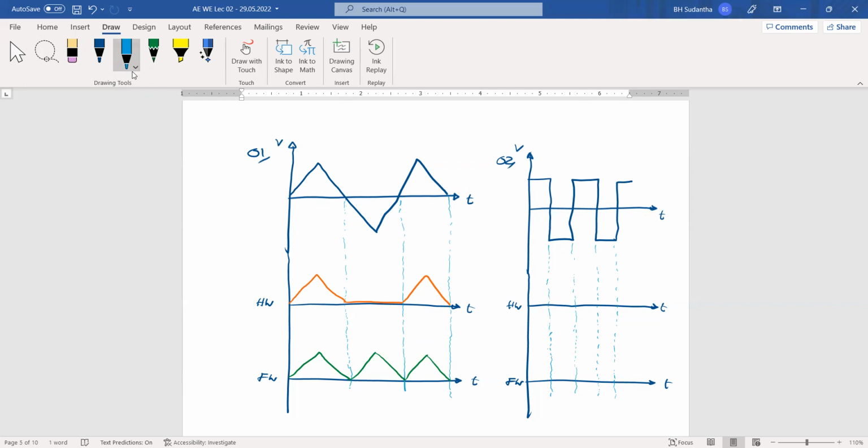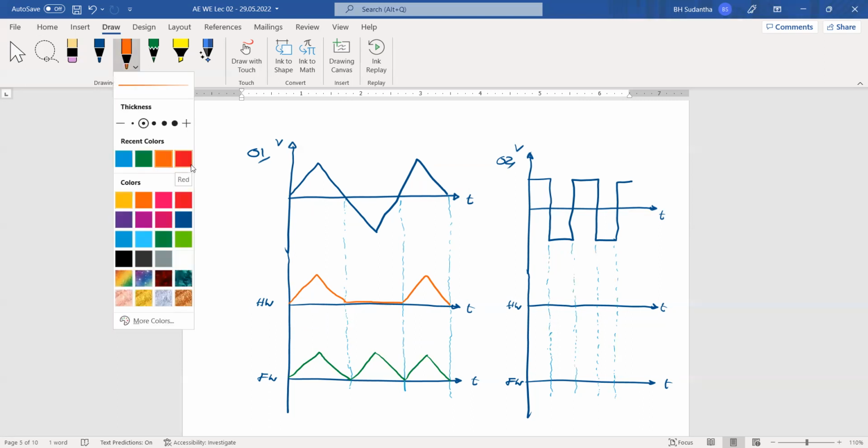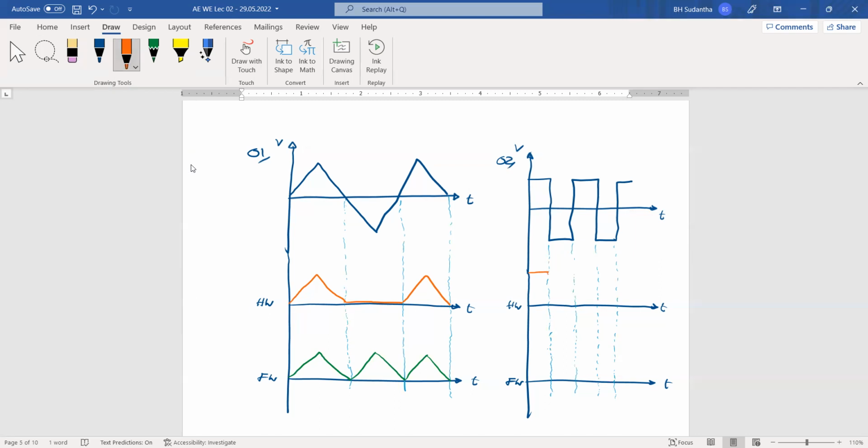for the half-wave rectification, usually you can see the positive part is there, but during the negative half cycle, we don't have anything. And again, for the positive side, we have this.